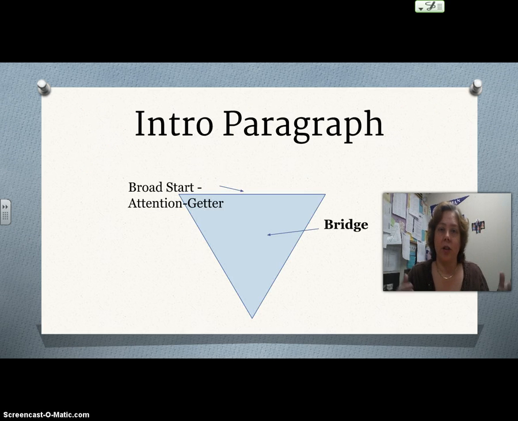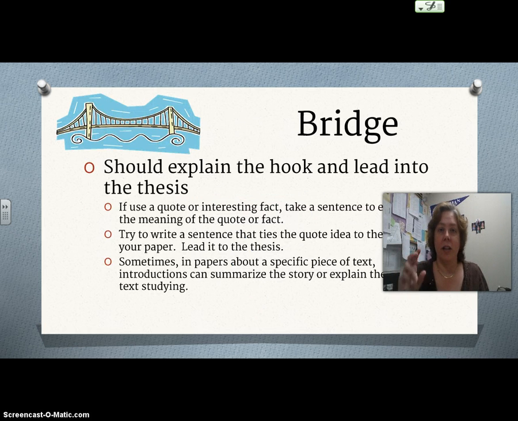So once you've got your attention getter, then it's time to bridge. Why did you pick that quote? What is that quote telling us? Why did you put it in this paper? Sometimes your bridge can be a short summary of the work you're talking about, but most likely the first thing you have to do in your bridge is that it should explain the hook. It should lead us to your thesis. You're going to try to do 2 of those things. Maybe you have to have 2 sentences for your bridge. Maybe you can do it in 1. It's up to you.